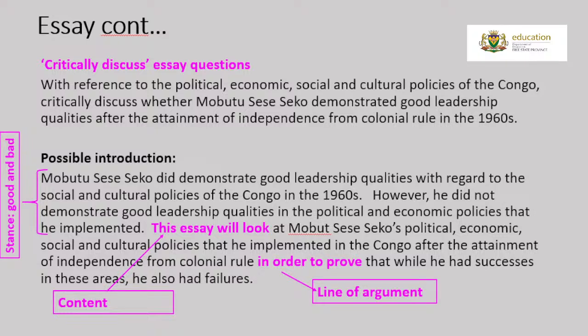However, can you see, the response here is demonstrating good and bad. However, he did not demonstrate good leadership qualities in the political and economical policies that he implemented. Now, the content: this essay will look at Mobutu's political, economical, social, and cultural policies that he implemented in Congo after the attainment of independence from colonial rule. In order to prove, this is where you chip in the line of argument, that while he had successes in the areas, he also had failures.